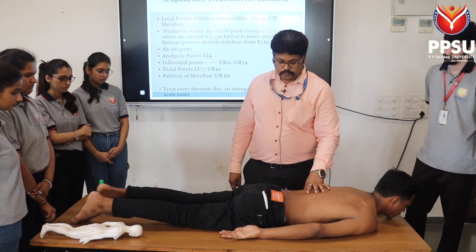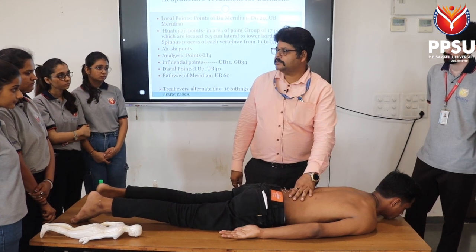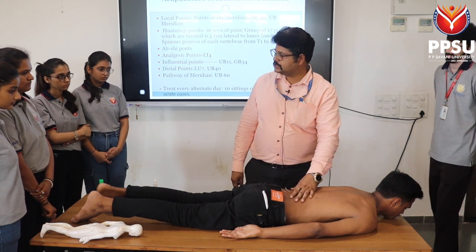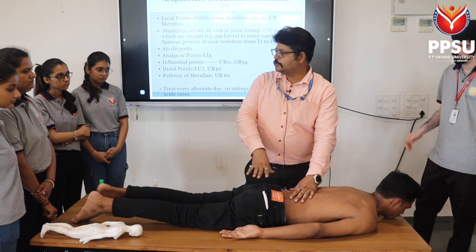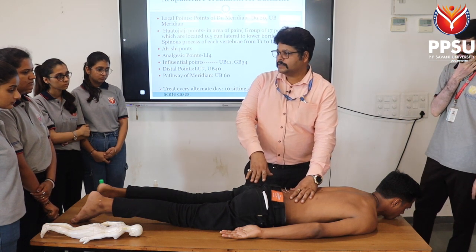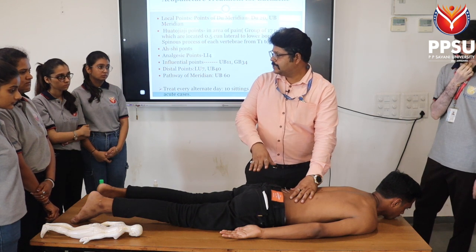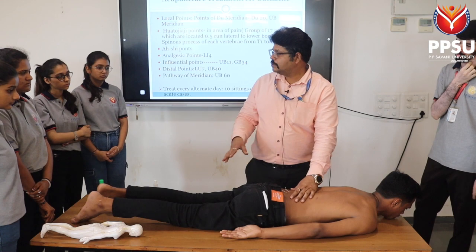Okay, so you have to palpate and find out the adjacent and local points nicely. You have to ask the patients and you have to try to needle. So at least 4-5 points would be the local points or the adjacent points which are of maximum tenderness. So that's how you complete the total protocol.